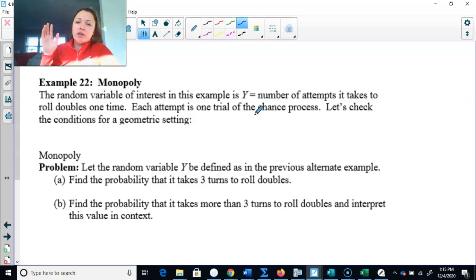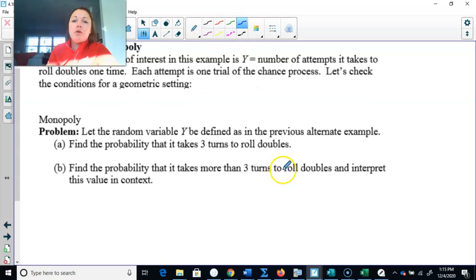I'm not going to go ahead and check those conditions. I'm just going to tell you that they do work, okay? I'm only doing that to save us some time. Let the random variable Y be defined as the previous alternate example, example 22 right here. Find the probability that it takes 3 turns to roll doubles, okay?